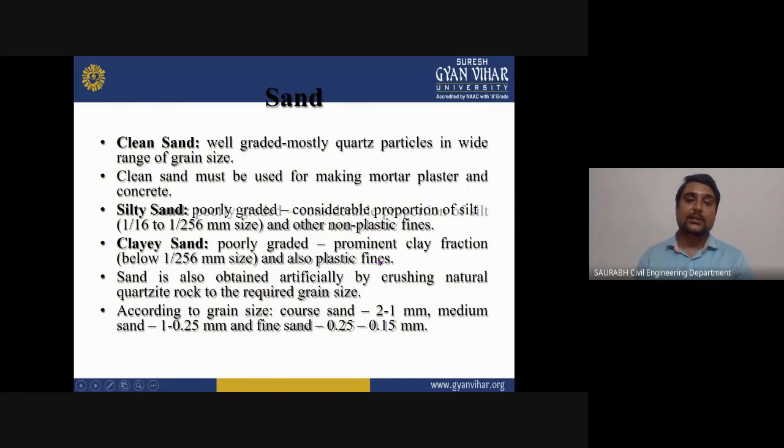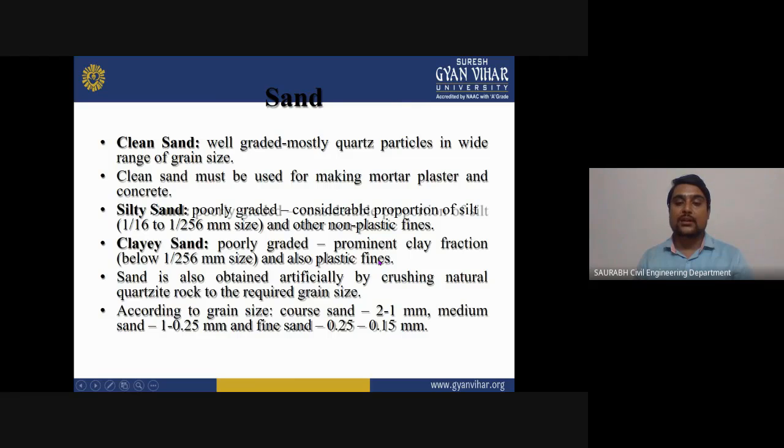Now the sand types. Clean sand is well graded, mostly coarse particles, with a wide range of grain size. Clean sand must be used for making mortar, plaster, and concrete. Silty sand is poorly graded, with a considerable proportion of silt. And clay sand is poorly graded with a prominent clay fraction below 1/256 mm size. And sand is also made artificially.